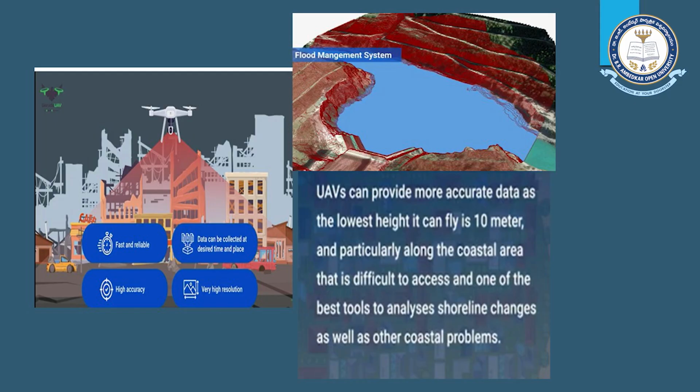And here you can observe in the figure how the drone at the time of disaster can capture spatial and non-spatial data, and these provide more accurate data. At the lowest height, it can fly to 100 meters, particularly along coastal areas that are difficult to access, and it is one of the best tools to analyze shoreline changes as well as other coastal problems.